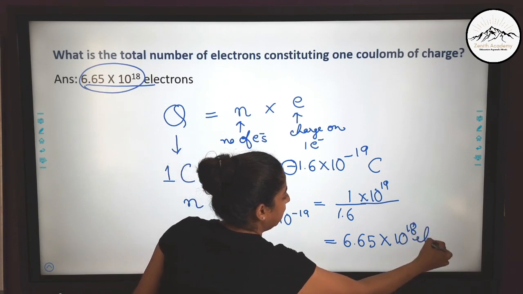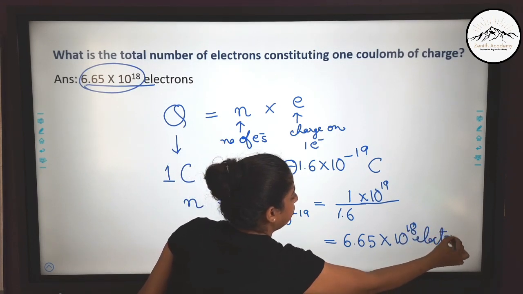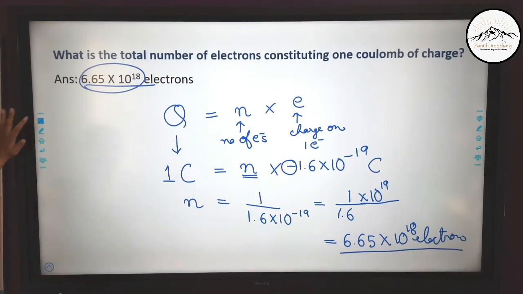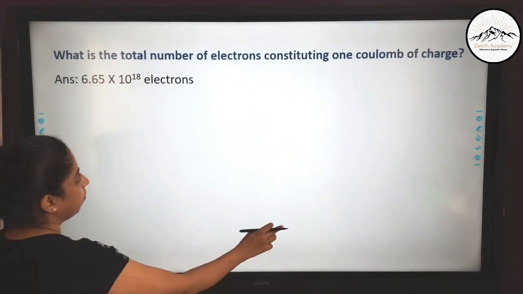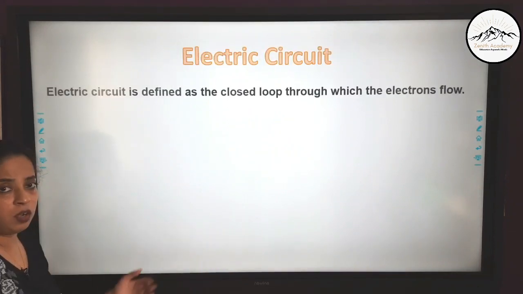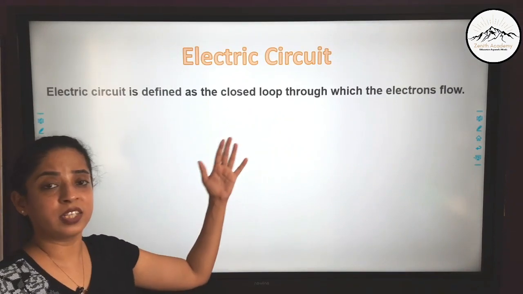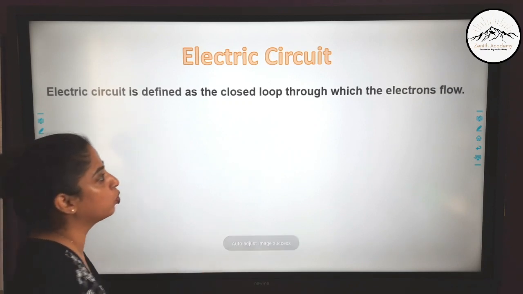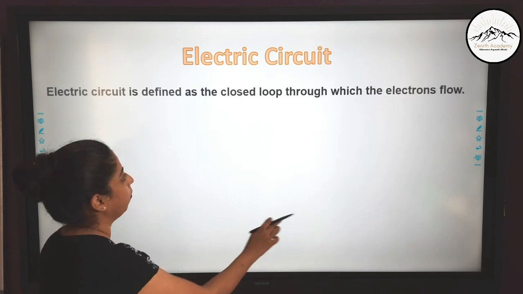So these many electrons constitute 1 coulomb of charge. Now let's talk about what are electric circuits. So an electric circuit is defined as a closed loop through which the electrons flow.